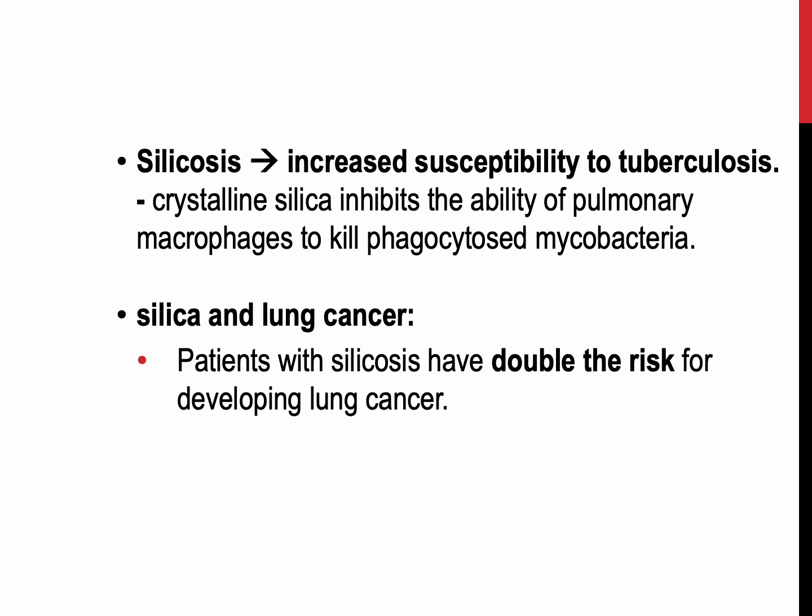Silicosis is associated with an increased susceptibility to tuberculosis. This happens because silicosis is associated with depressed cell-mediated immunity. Furthermore, the crystalline silica inhibits the ability of the pulmonary macrophages to kill the phagocytosed mycobacteria. On the other hand, the relationship between silica and lung cancer is still unsettled, because most studies suggest that silica exposure is associated with some increased risk. However, this topic is still controversial.